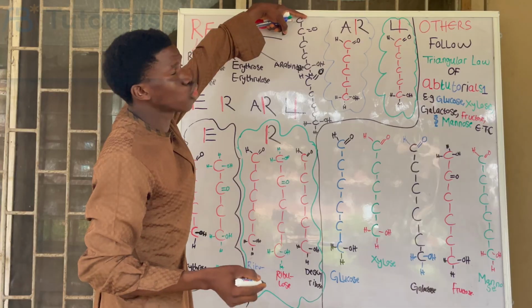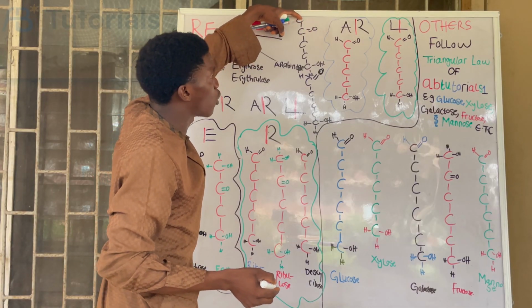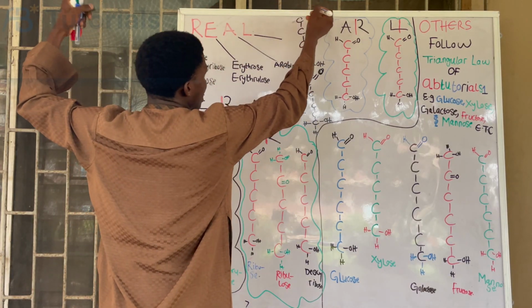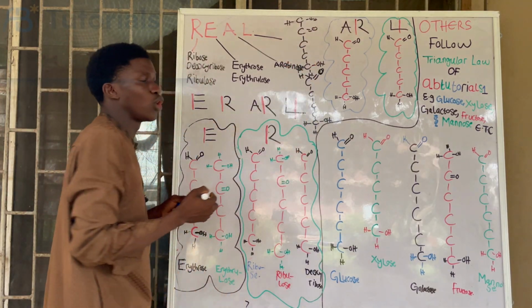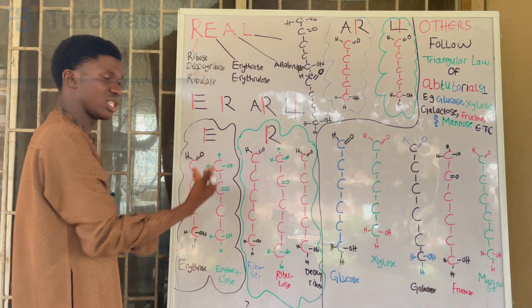But this top is still open. The functional group did not cover the chain at the top, so you have to cover the chain at the top with OH and H. Then you are going to fill your OH using these letters.